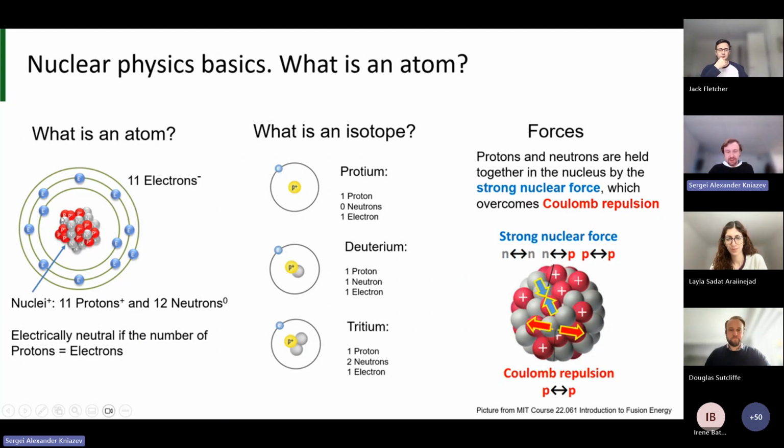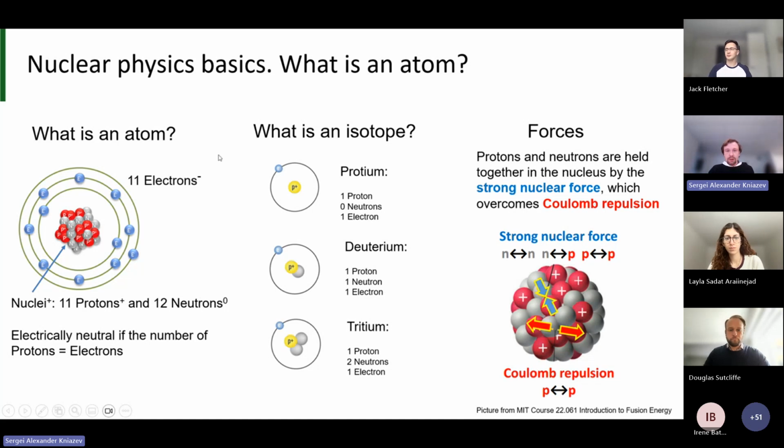An atom has two main parts: a nucleus in the center and electrons around it. In this example, the atom has 11 protons, which are positively charged, 12 neutrons, which have no charge, and 11 electrons. Because the number of protons and electrons are equal, the atom is electrically neutral. The nucleus, this central region, is extremely dense and contains almost all the atom's mass. Inside the nucleus, we have protons and neutrons, as I said.